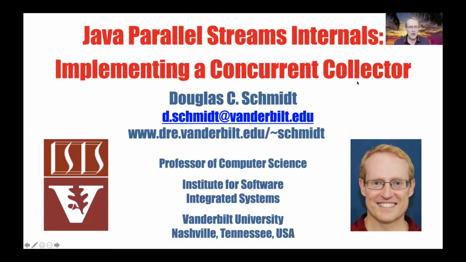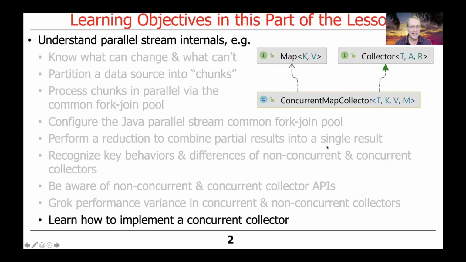So what we're going to do now is talk about ways to implement a concurrent collector. And then we're going to show some code related to the concurrent collector. And then we're going to go through a couple of example programs that use the concurrent collector to do various kinds of interesting things. So this topic really kind of belongs back in the parallel streams discussions, but hopefully it's interesting to you to see kind of how it all fits together.